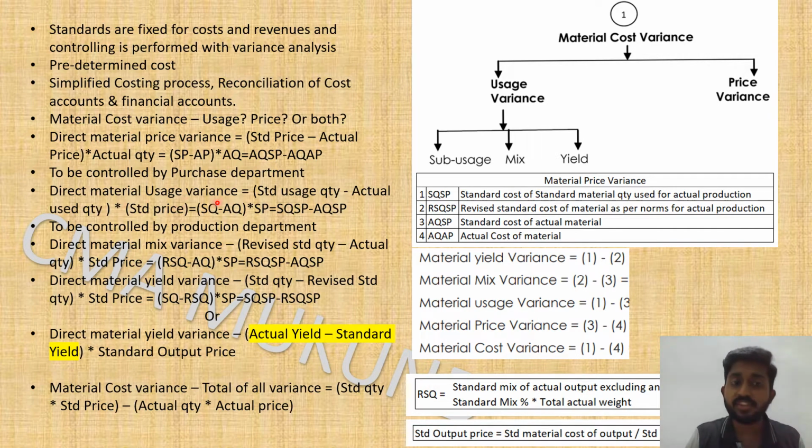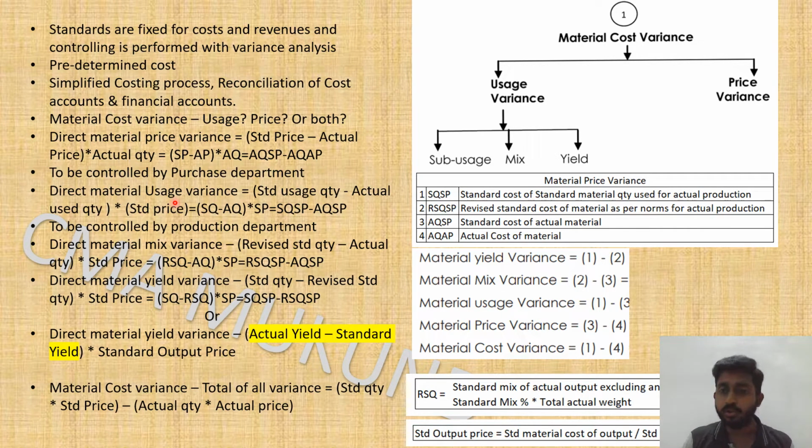So what is the usage variance? Usage variance is the difference in the usage: standard usage minus actual usage multiplied by standard price. Here the price is fixed. In our price variance, the quantity is fixed, and the change in the price multiplied by the actual quantity is the price variance. Now for change in the usage, standard minus actual, the change in the usage is multiplied by standard price. Whatever is the standard price, that is the material usage variance.